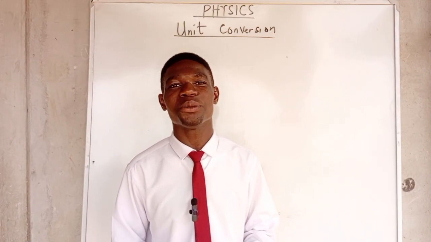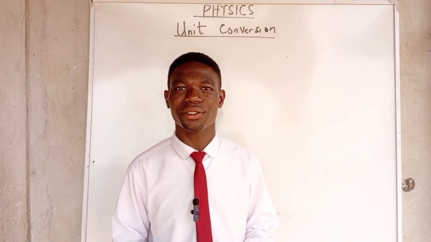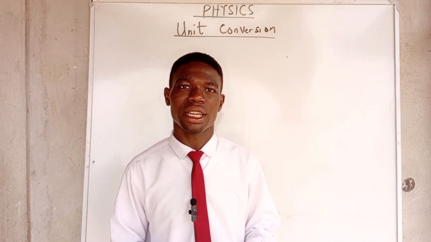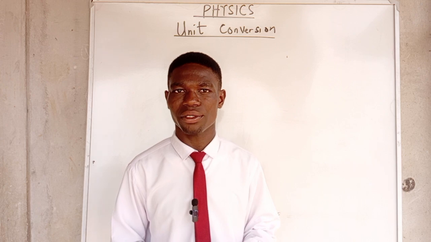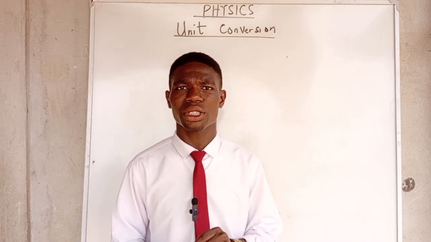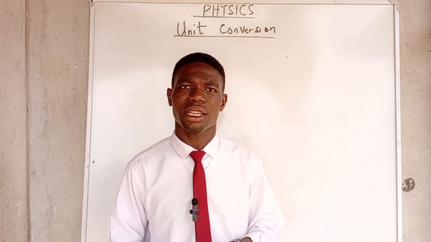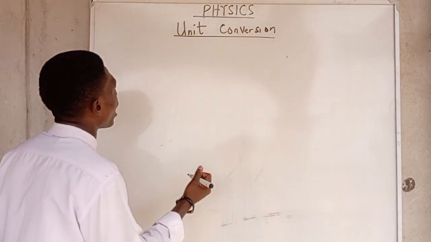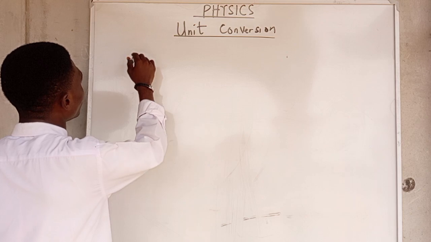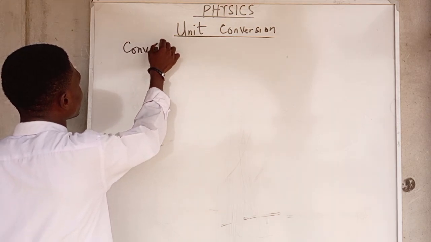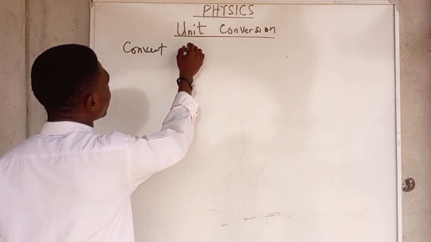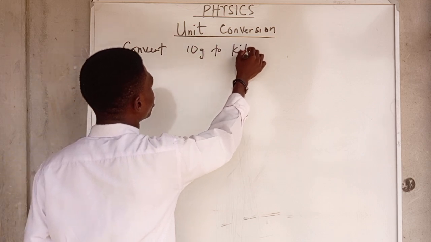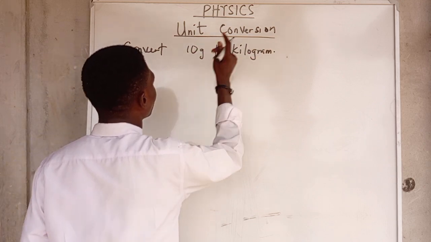Now we just did an example on how to convert from kilogram to gram, but most times the examiners will want you to convert from gram to kilogram, because the SI unit of mass is kilogram. So they're going to take an example of such. What if you are asked to convert 10 gram to kilogram? What are you going to do?